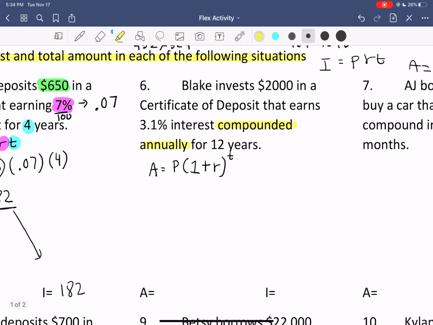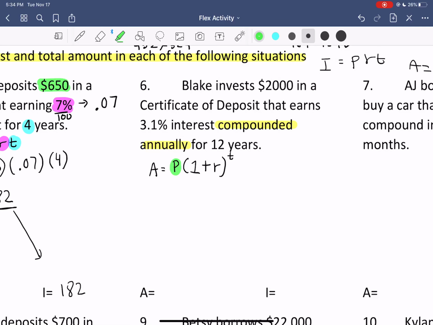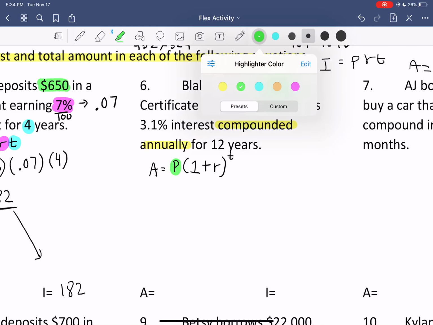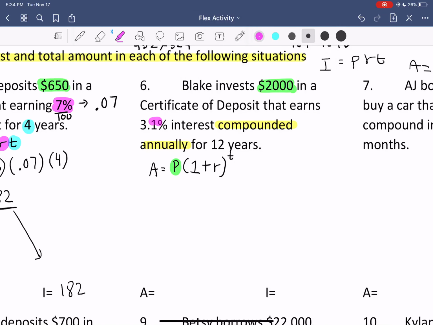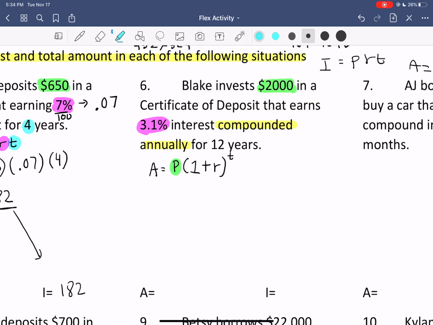So what I need to do is find these individual things. So our principal amount is $2,000. Our rate is 3.1%, and our time is 12 years. So the only thing we need to change is this 3.1%. We have to divide by 100, which moves our decimal point 2 places, which gives us 0.031. And the other numbers are just fine. We have years already, and we already have our money.